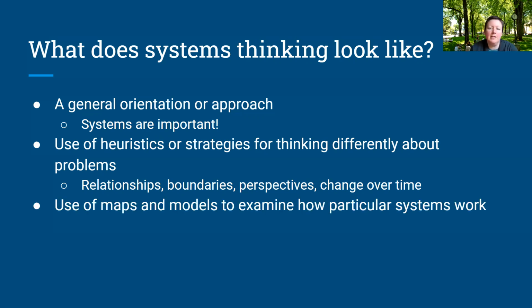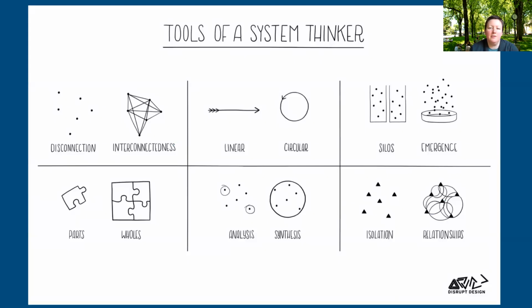And then of course, systems thinking can also mean maps or models that are used for examining in a more precise way how systems work. Now you can distinguish systems thinking from more traditional reductionist thinking. And this diagram shows some of those differences, the distinction between disconnection and interconnectedness, linear and circular thinking, silos and emergence, parts and wholes, analysis and synthesis, and isolation and relationships.